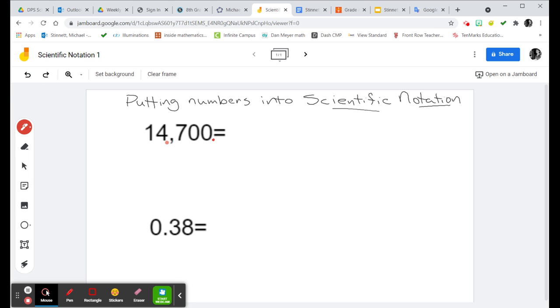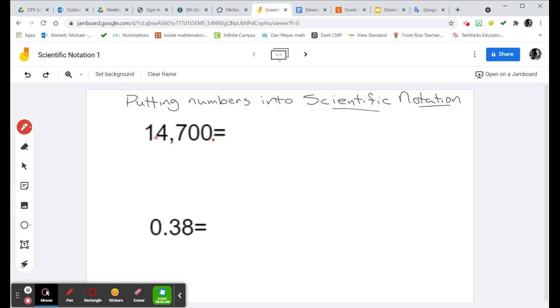So what we're going to do to be able to put this in scientific notation, the key to scientific notation is you can only have one digit to the left of the decimal. So right now I have 1, 2, 3, 4, 5. I have too many digits to the left. So what I need to do is move my decimal over to here.